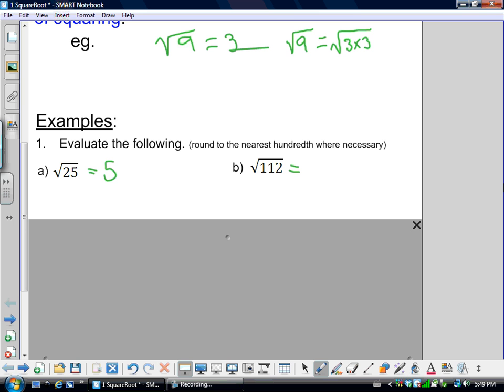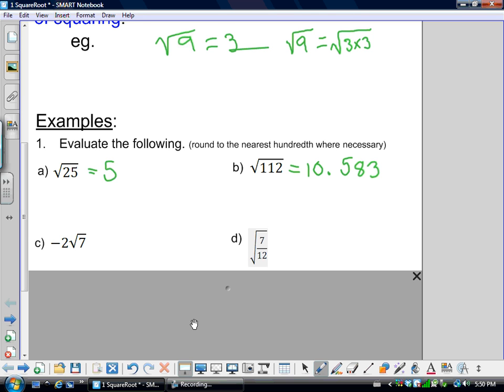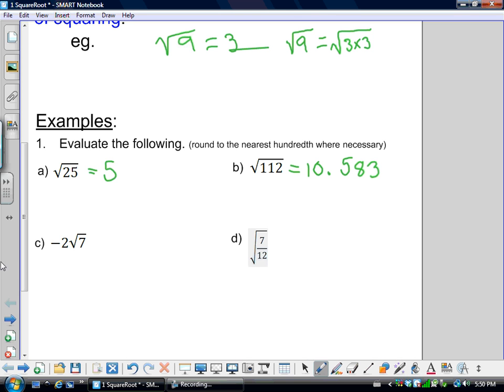And when we do that, we end up with 10.583. Again, nothing really difficult with that. And again, if we go down further, now here we have a few different ones that maybe look a little bit different from the other two. And the first one is this one here.